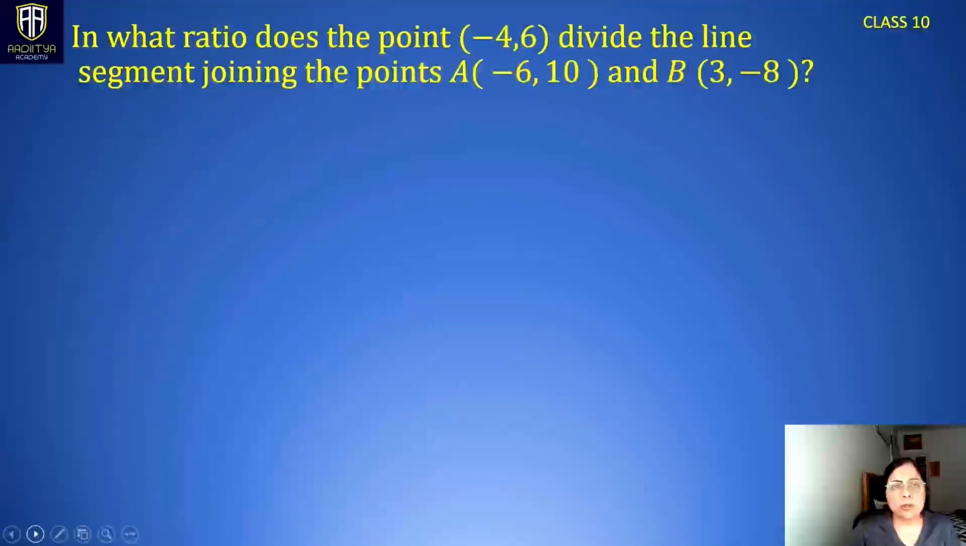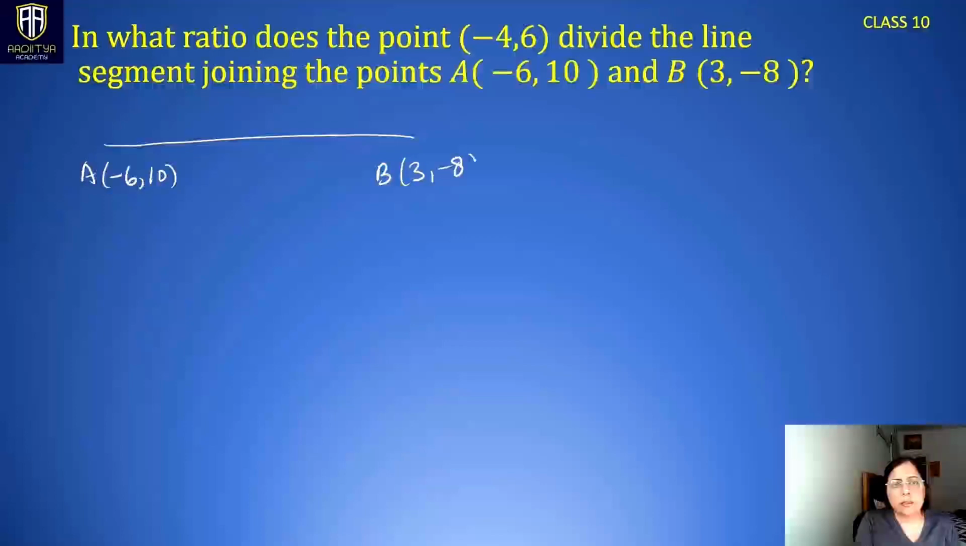Next question is, in what ratio does the point minus 4 comma 6 divide the line segment joining the points A and B? Here we have to find the ratio. A is minus 6 comma 10. B is 3 comma minus 8. And let P be a point given by minus 4 comma 6. I had told you earlier, when the coordinates of A, B and P are given and you have to find the ratio in which P is dividing AB, instead of taking m and n as two different ratios, take this as k is to 1. It becomes easier. You can do it by using m and n. It works, but it becomes easier if you take only one variable and solve it.